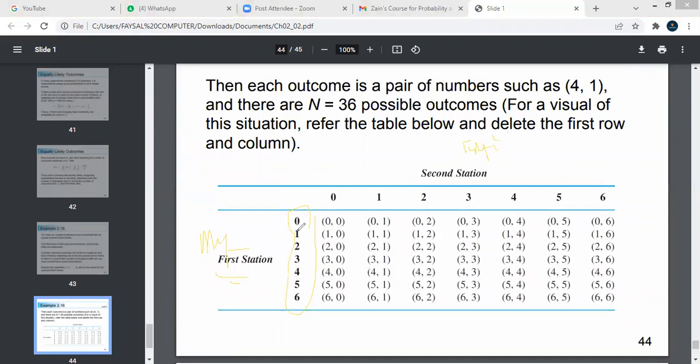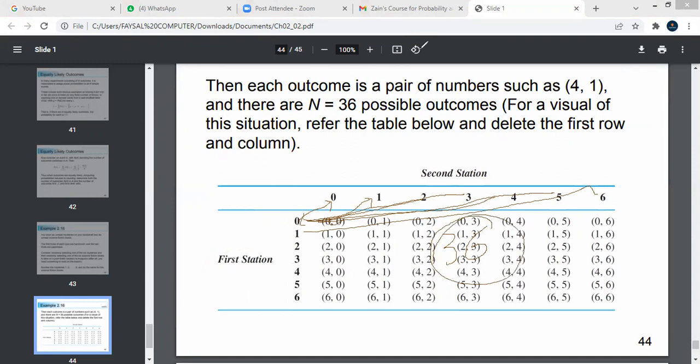Okay, so it starts from 0 to 6, 0 to 6 for both values. So for the first value, how to write it now? You have to multiply this and this, so it will be 0, 0. Second it is 0, 1. Third it is 0, 2, 0, 3, 0, 4, 0, 5, and 0, 6 respectively. Same for 1, 0 and this one. So the number of total outcomes for this system is how much? 36.